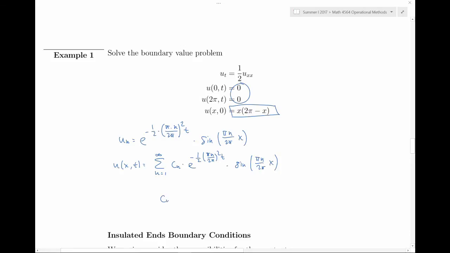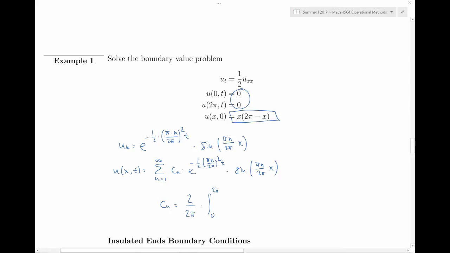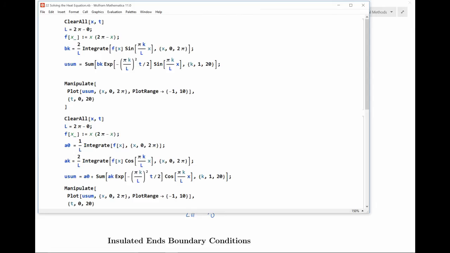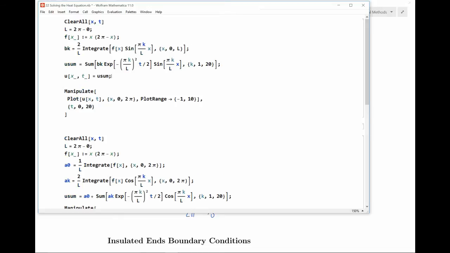Each coefficient Cn has to be determined as 2 over L, which is 2 over 2 pi, times an integral from 0 to 2 pi of f of x, which is x times 2 pi minus x, times the sine of pi n over 2 pi x dx. I know the computation is going to be quite lengthy, so I'm just going to switch to Mathematica and do exactly that. And here's the setup.